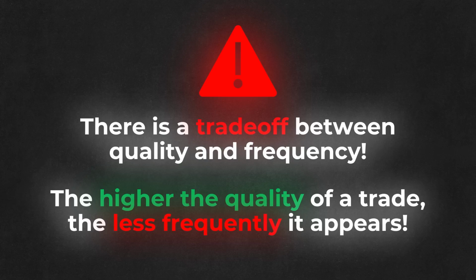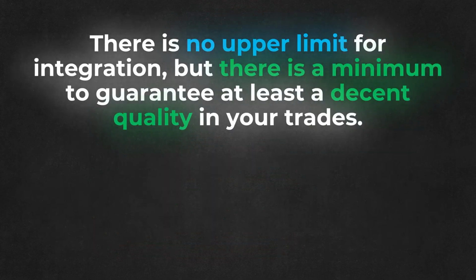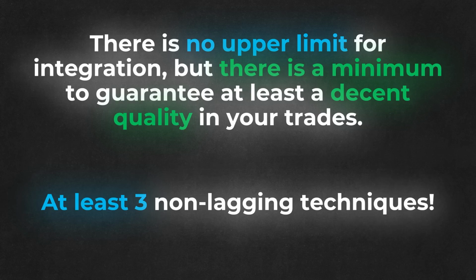Even though the maximum number of techniques to integrate is not clear, there is a minimum number of techniques to ensure at least a decent level of quality. I would say that a minimum of 3 different techniques must be integrated in order for a trade with decent quality to occur. Keep in mind that this is the absolute minimum. It's far from being what the optimal number is.